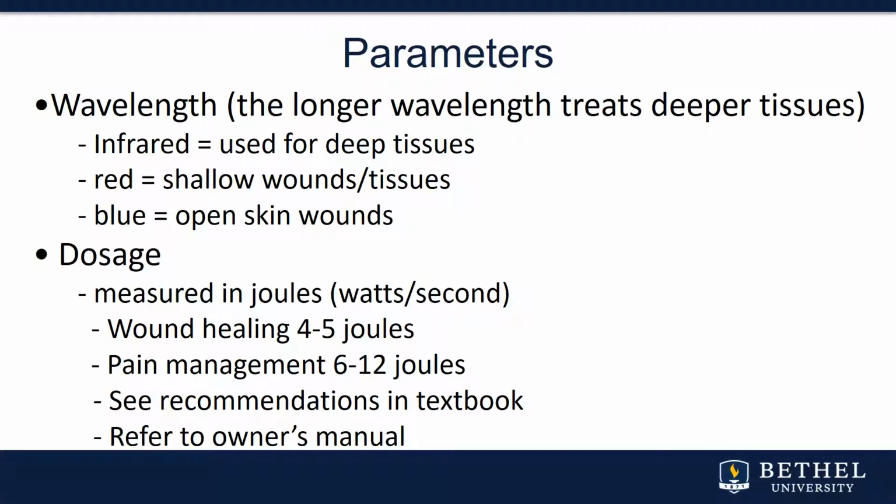The longer the wavelength, the deeper the tissue that is treated. So infrared is for deep tissues because it has a long wavelength. And then red is more shallow. And then blue, even more so, we have open skin wounds. The dosage is measured in joules or watts per second. For wound healing, typically 4 to 5 joules is administered. For pain management, 6 to 12 joules. There are lots of recommendations in the textbook, and the owner manual usually comes with some as well.